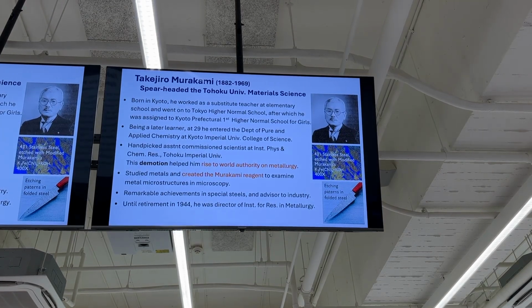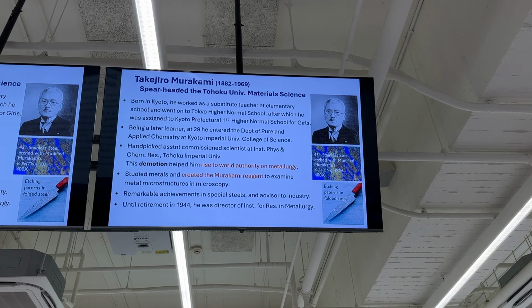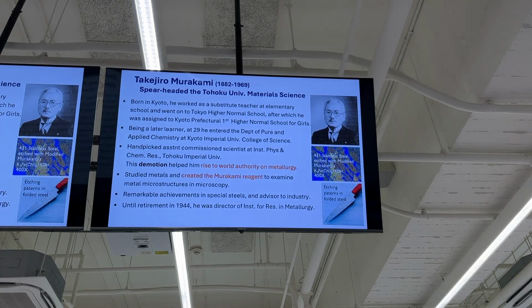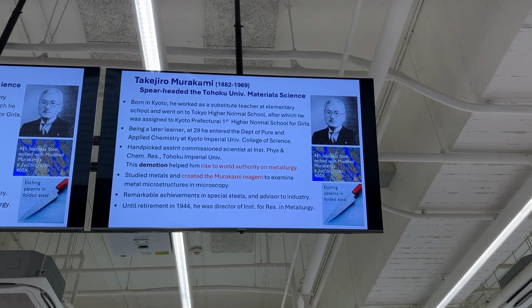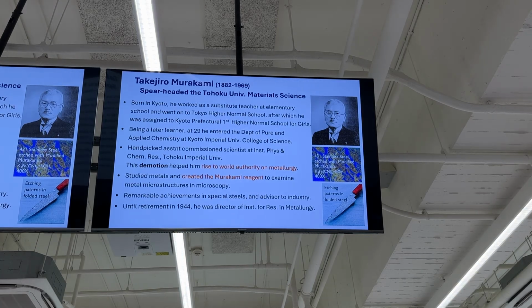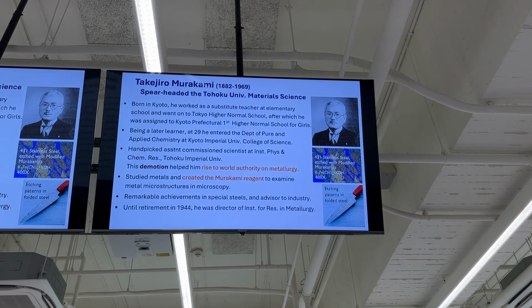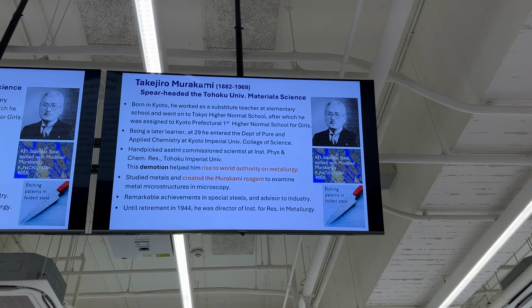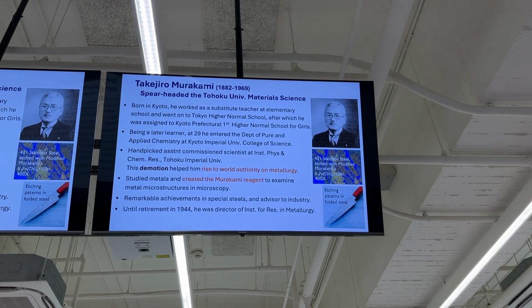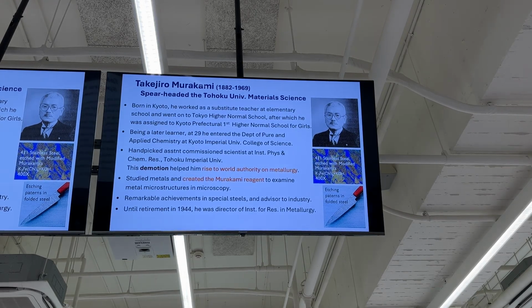Takehiro Murakami, a late starter, gave up actually some more profitable careers to move to another university, starting up. And he ended as director of the Institute for Materials Research at Tohoku University, which I think is a leading place for metallurgy research.